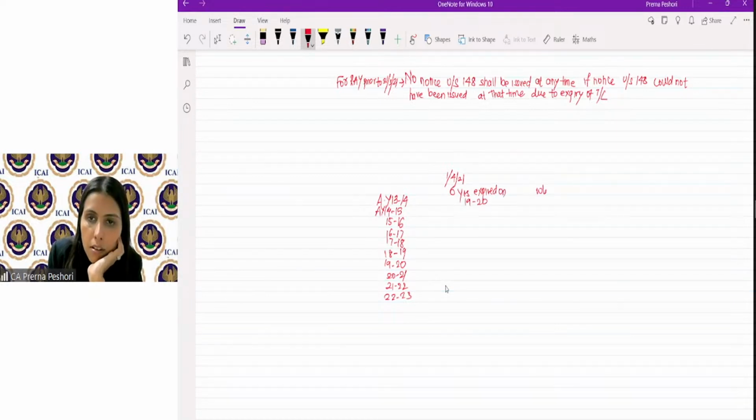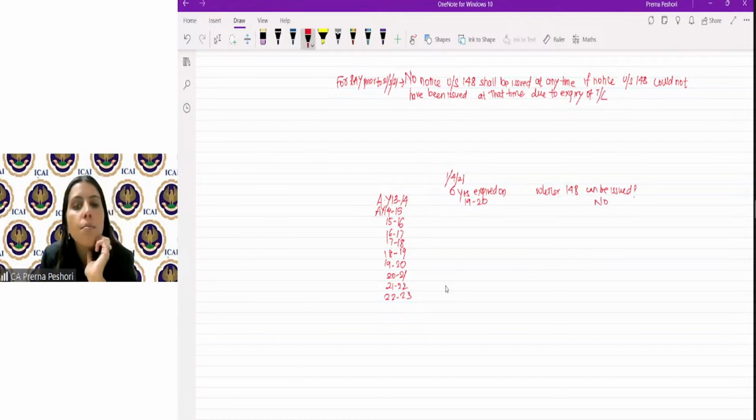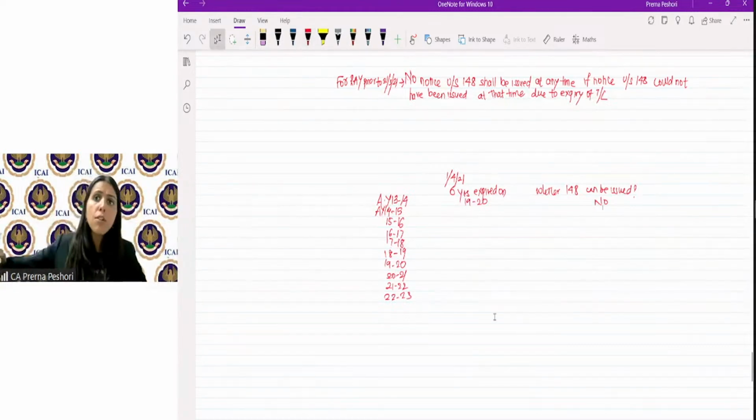So whether 148 can be issued? Answer is no. So although for 23-24 or 22-23, this could have been issued for AY 13-14 because this is a 10-year time limit. So on 31st March 2022, I could have gone back 10 years.